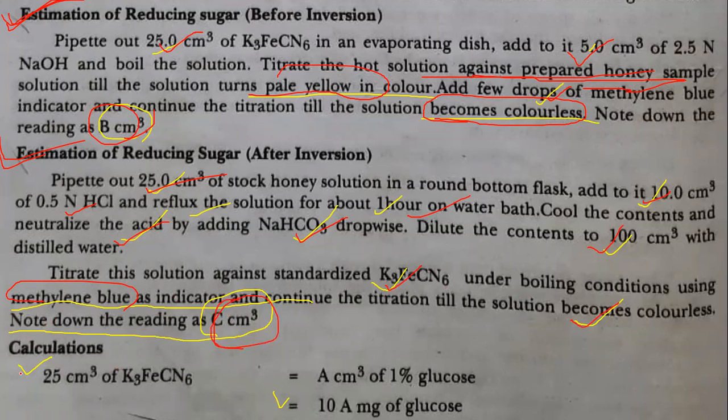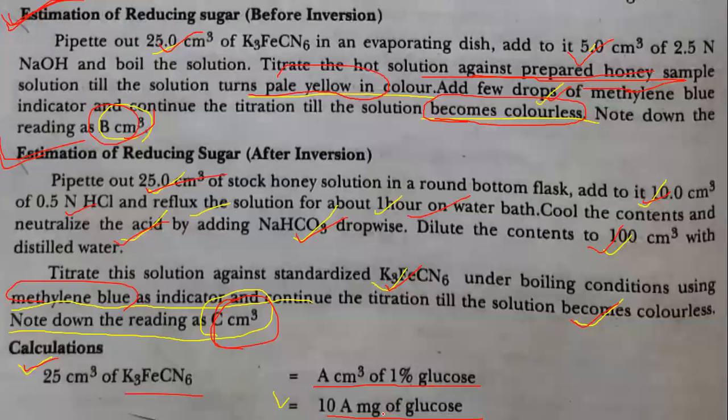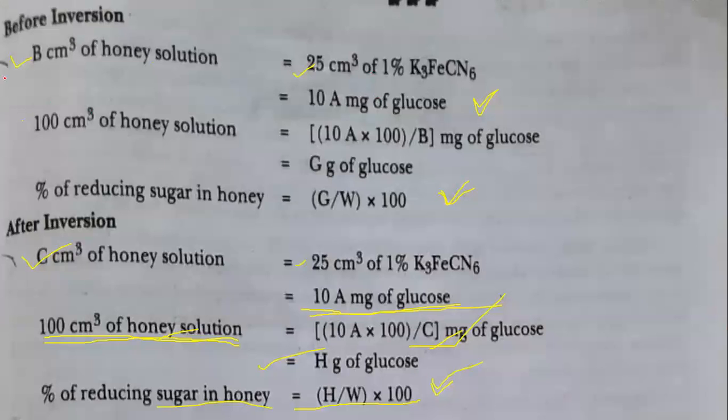Now see the calculations. So 25 cm³ of K3FeCN6 is equal to A cm³ of glucose. Therefore, 10 into A mg of glucose, or you can say 10A mg of glucose. What is this quantity here? A cm³ of 1% glucose, and in that 10A mg of glucose is what is stated there.